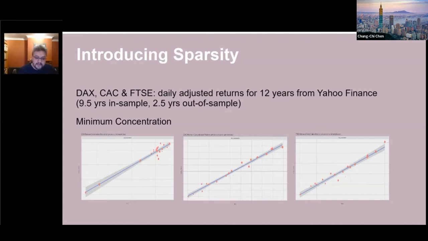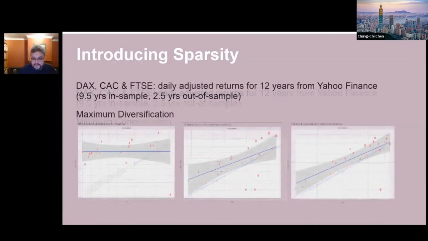Now, taking the same setting, but now applying it to maximum diversification, it becomes less stable. It still works in CAC and FTSE, but not so much in DAX. Now, DAX has fewer names, so you are more sensitive to idiosyncratic risk, but also maximum diversification, if you recall, takes into account correlation of individual assets, pairwise, whereas minimum concentration just assumes correlation of zero and correlation of one. By looking at maximum diversification, you're assuming a kind of stationarity of those correlations across the ensemble and out of sample, which is unlikely to be the case.